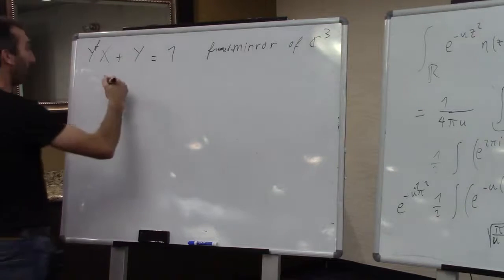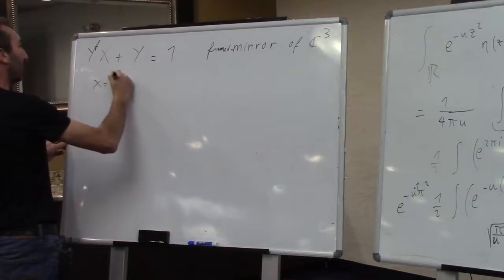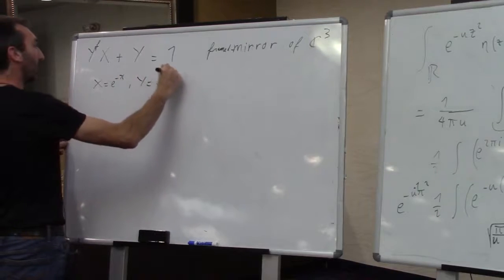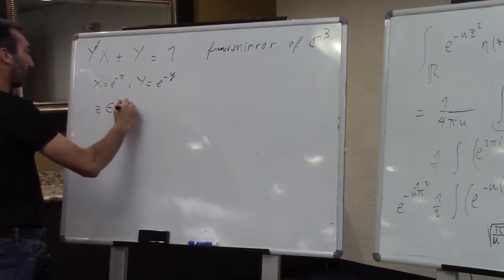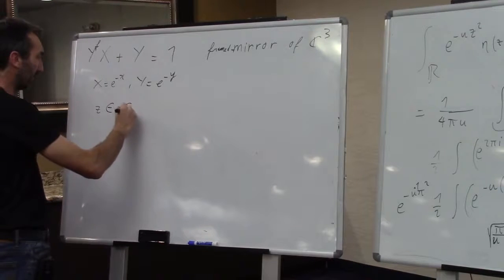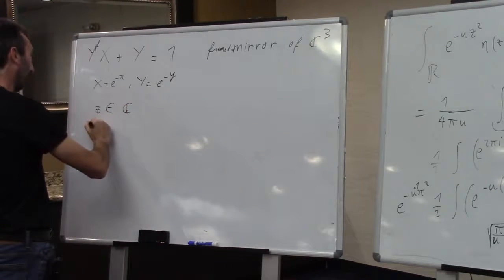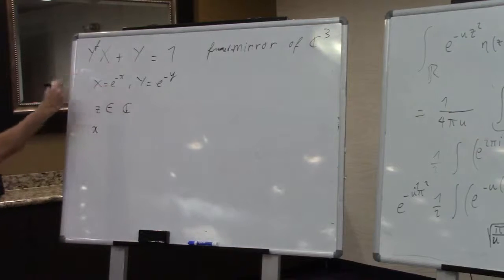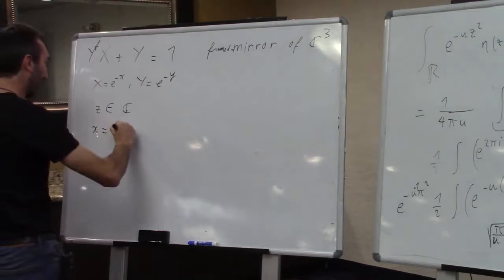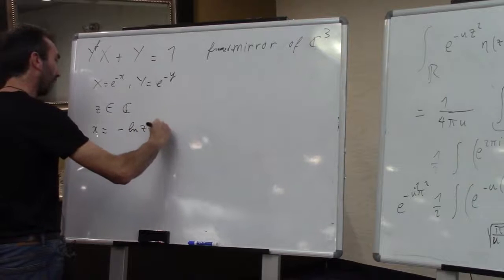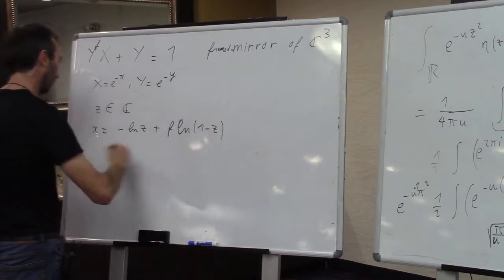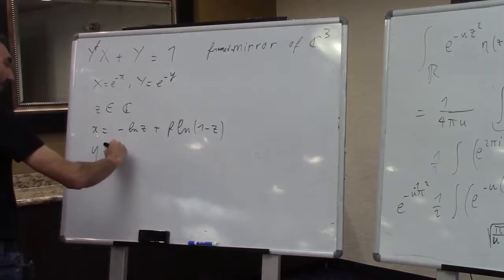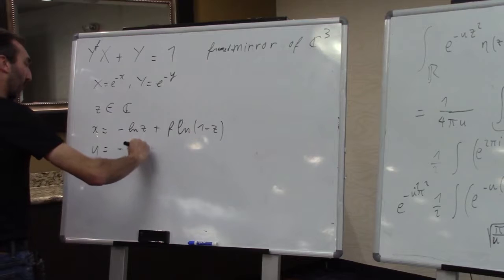Now let me go to exponential variables. Let me write that X equals exponential minus x and Y equals exponential minus y. And a way to parameterize this equation is to take z belonging to C, and X, so the log, minus log of big X is minus log z plus f log of 1 minus z. Y equals minus log of 1 minus z.